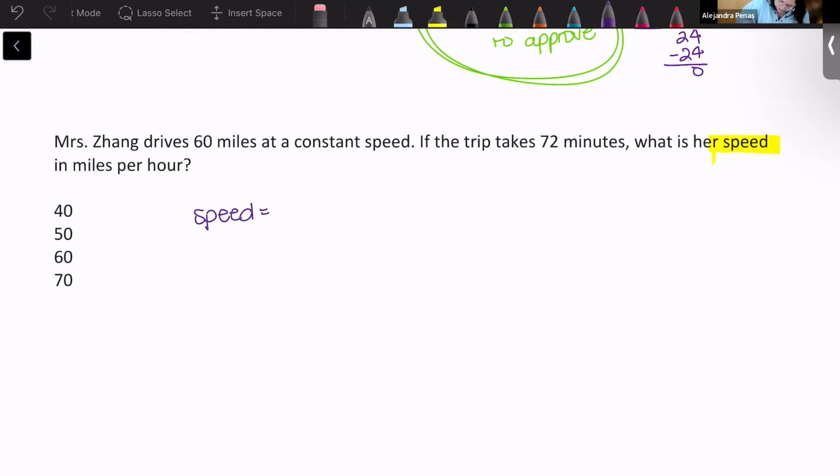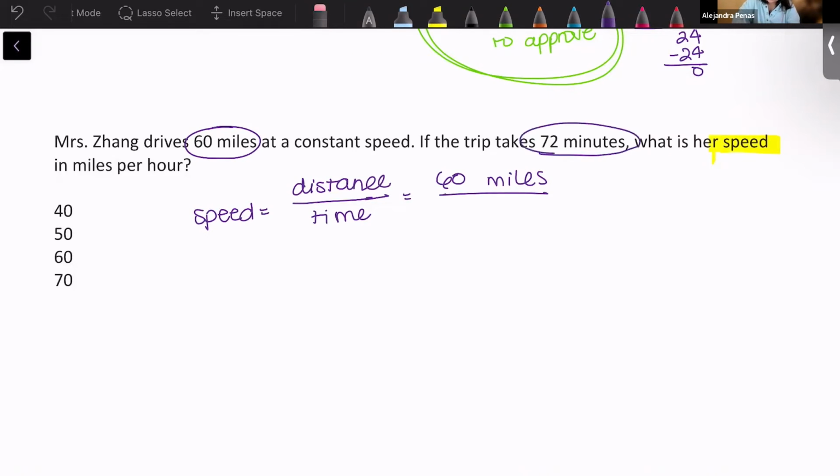Speed is equal to distance divided by time. So her distance is equal to 60 miles, and her time is 72 minutes. But you can't just plug in 72 minutes here. Why not? Because the problem states that they want their answer in miles per hour. So you're going to need to convert those 72 minutes into hours first, and then you can go ahead and do the calculation of the speed.